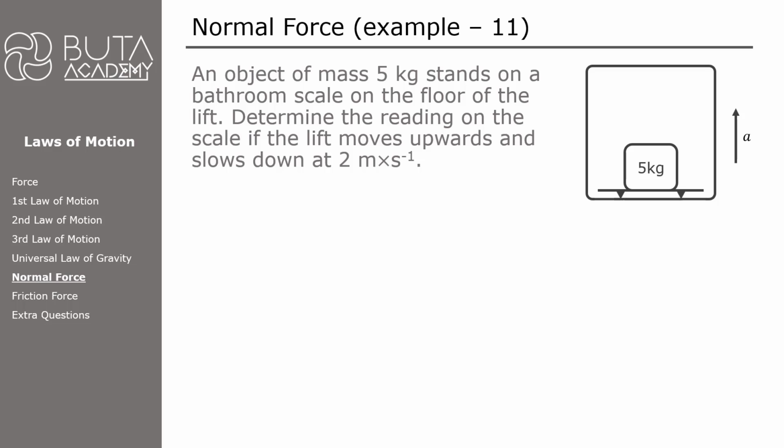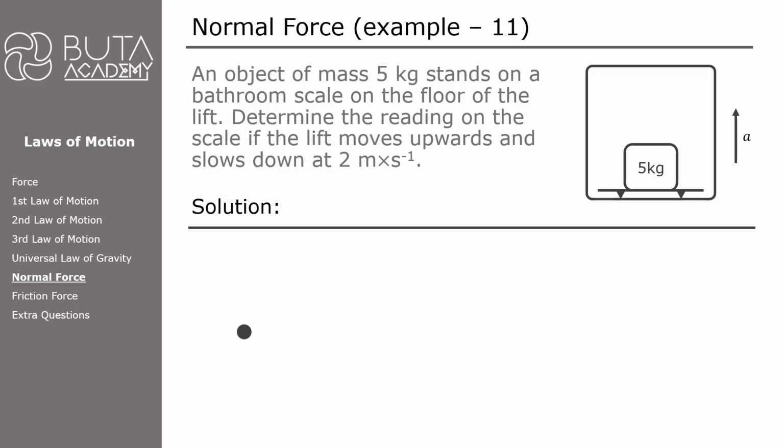Let's finish this video with one more tricky question. A lift with a scale and an object on the scale moves upwards, but at the same time it slows down. What will be the reading on the scale? We should already be used to starting to solve this kind of question by drawing a free body diagram. Force of gravity is acting downwards and the normal force is acting upwards. The lift is moving upwards, which means we will consider upward as a positive direction. The normal force will have a positive value and the force of gravity will have a negative value.